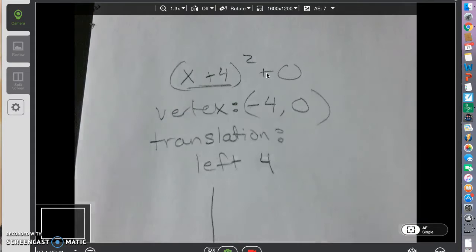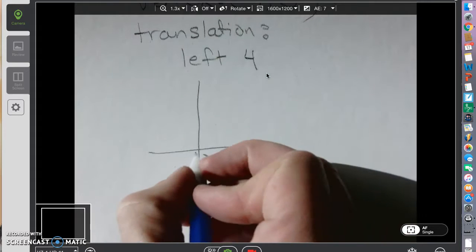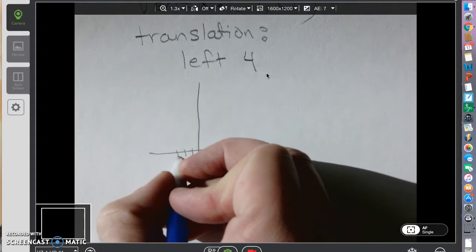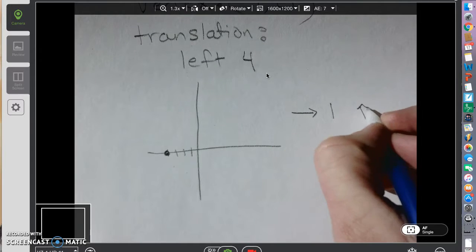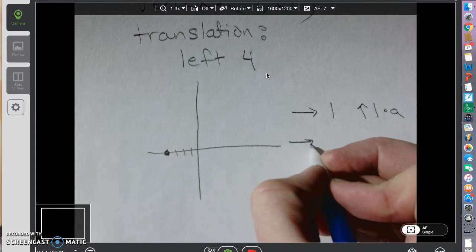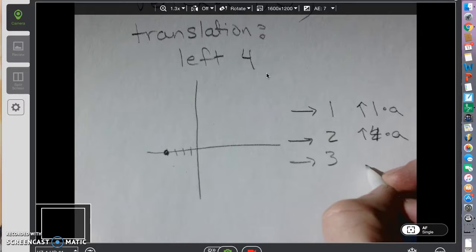And then I would graph it. I graph my vertex, which is at negative 4, 0. So 1, 2, 3, 4. And this is where I do the whole over 1, up 1 times a. Over 2, up 4 times a. Over 3, up 9 times a.